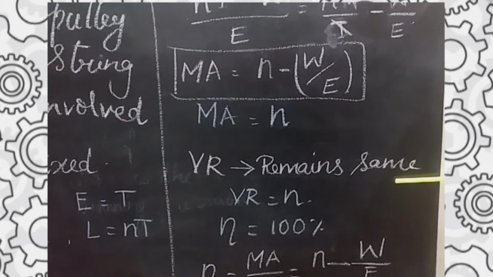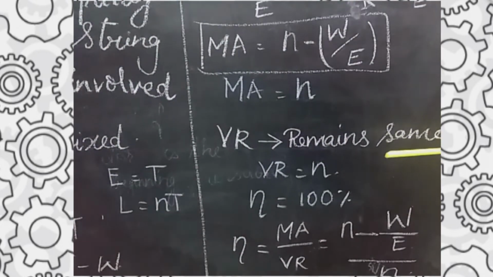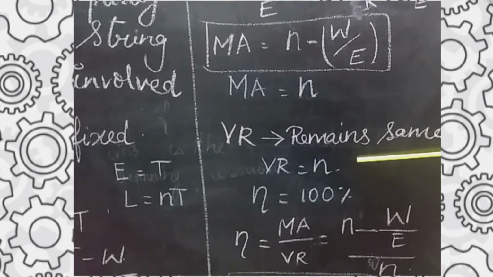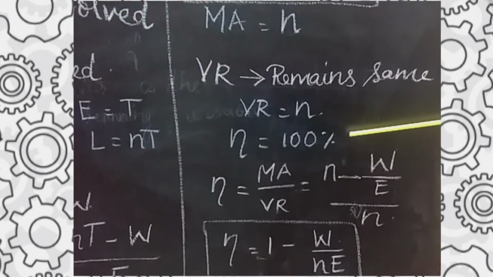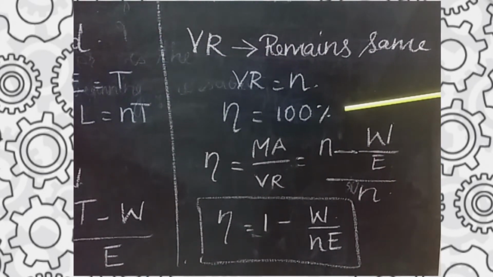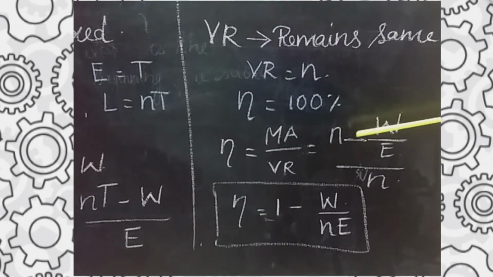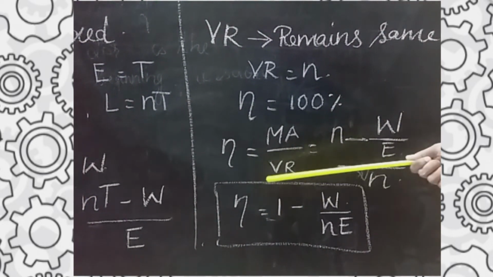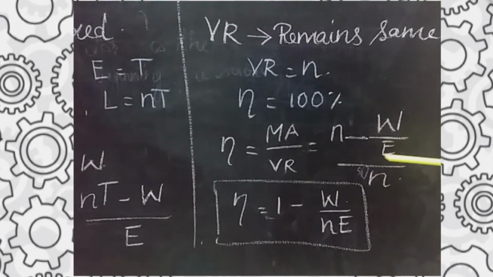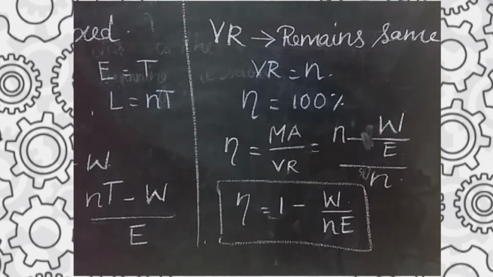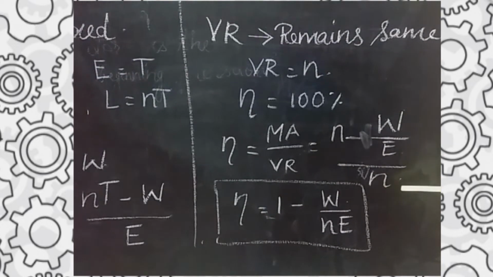What happens to the velocity ratio? There is no change in the velocity ratio, it remains the same. In the earlier case it was N, and now also it will be N. In the earlier case the efficiency was 100%. Now what will happen to the efficiency? Definitely it will change because our mechanical advantage has changed. So let's substitute and see. We know that efficiency is equal to mechanical advantage by velocity ratio. What is my mechanical advantage? My mechanical advantage is N minus W by E. What is my velocity ratio? It is N.